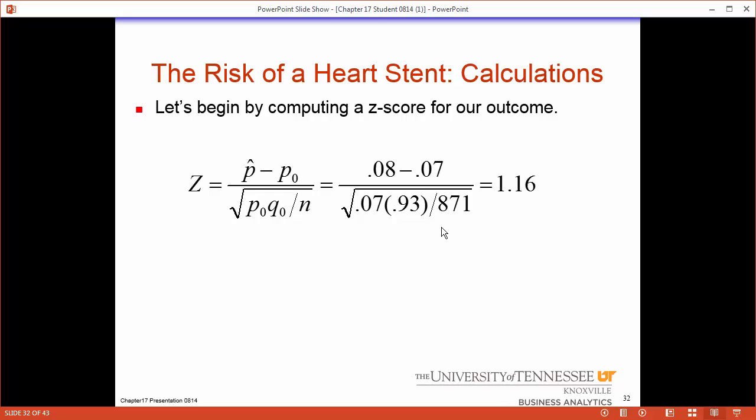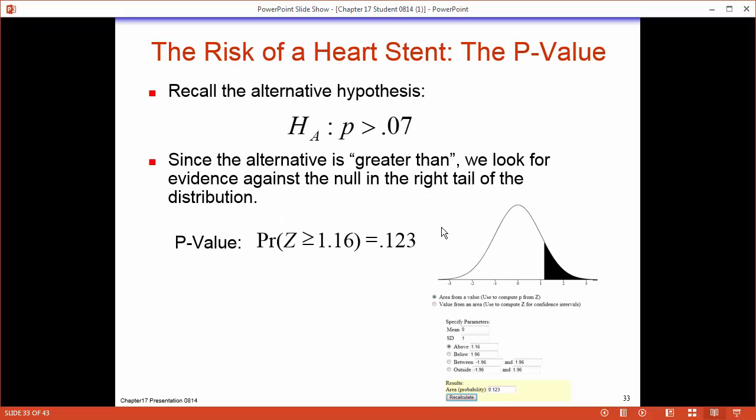This z-score is only 1.16, and that's not a very big z-score. We can see it over here on the David M. Lane applet. The David M. Lane applet shows us how far away we fell, and we shaded in the area. The answer is the probability of our results or results more extreme, given the null is true, is about 12.3%. This is not small enough for us to reject the null.